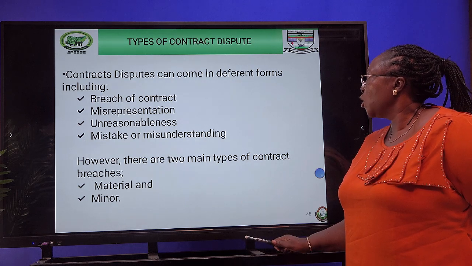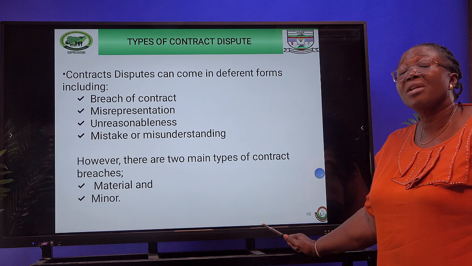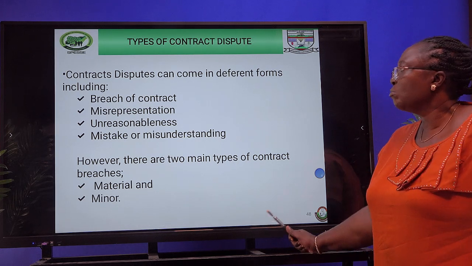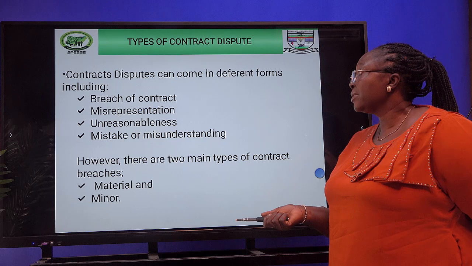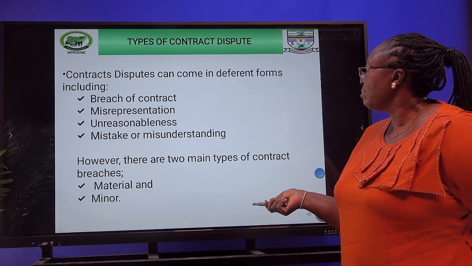Contract disputes can come in different forms. It can come in the form of breach of contract. It can come in the form of misrepresentation. It can come in the form of unreasonableness. It can come in the form of mistake or misunderstanding.